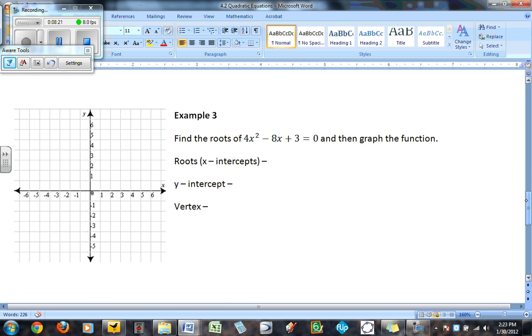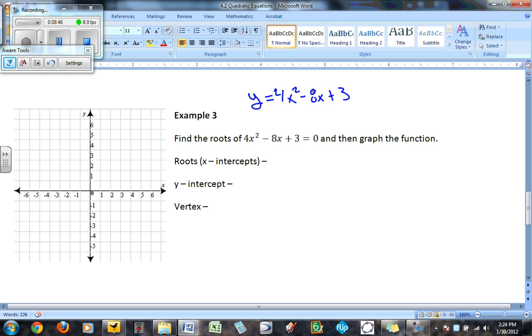So here we go. Example 3 says, find the roots of 4x squared minus 8x plus 3 equals 0, then graph the function. All right, its roots, its x-intercepts, where y equals 0. Maybe instead of just putting equal to 0 for you, they would have said graph y equals 4x squared minus 8x plus 3. Maybe they just said graph.